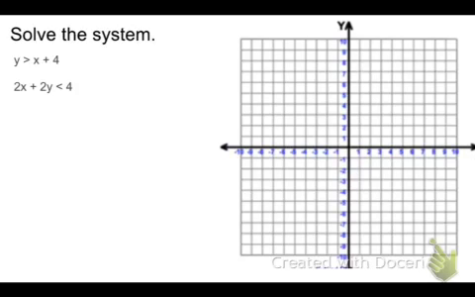Alright, ladies and gentlemen, if you have not yet done so, go ahead and pause the video, jot down the system. Make sure you have your graph paper and your ruler handy.